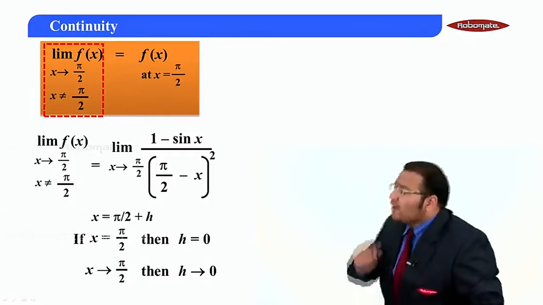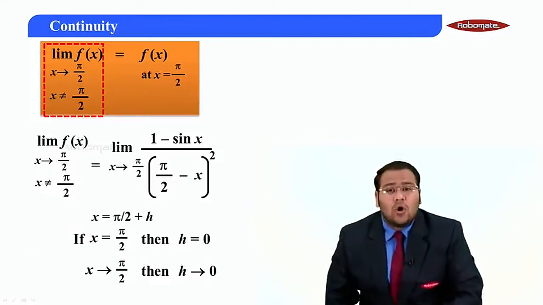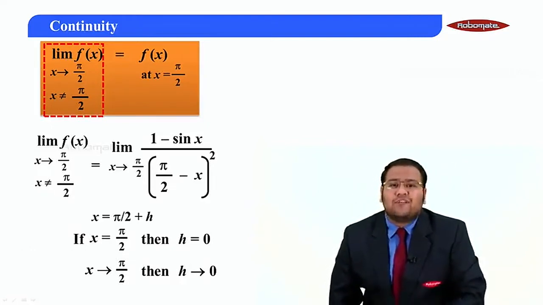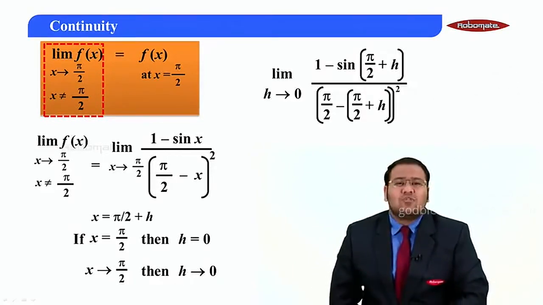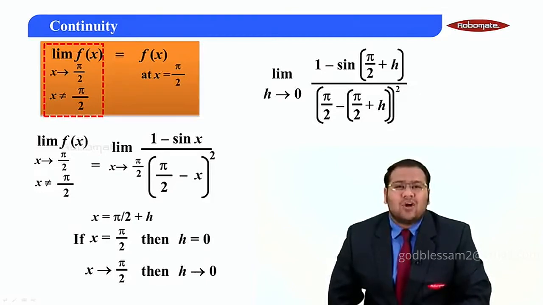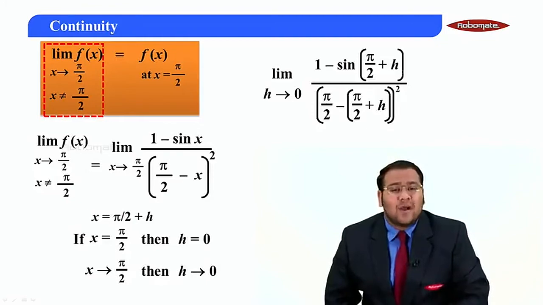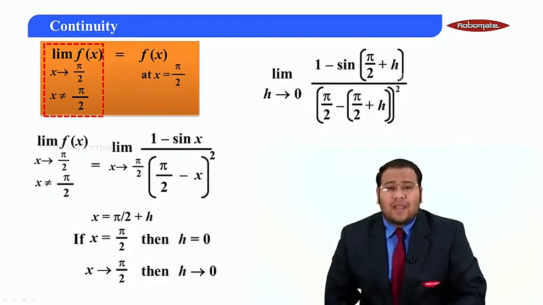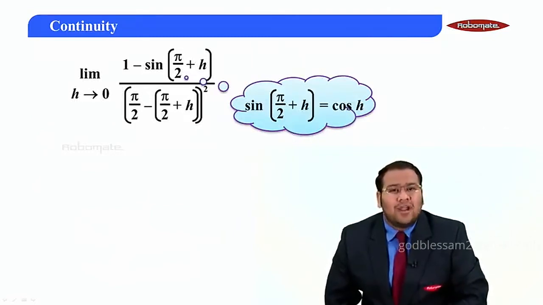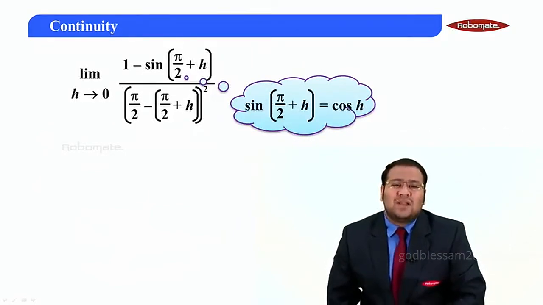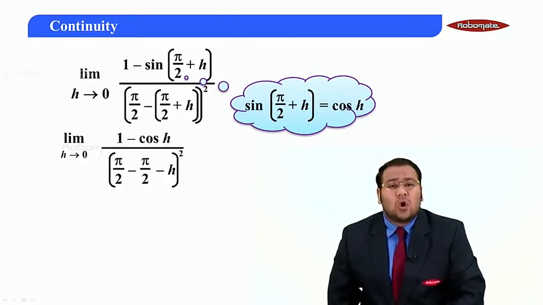So students, over here the equation is in the form of x, so we are now writing the equation in form of h. So what is the equation? Limit h is tending towards 0, 1 minus sine of pi by 2 plus h the whole upon pi by 2 minus of pi by 2 plus h the whole square. Solving it ahead, what would the equation be? You already know that sine of pi by 2 plus theta is cos theta. So over here, sine of pi by 2 plus h would be cos h.